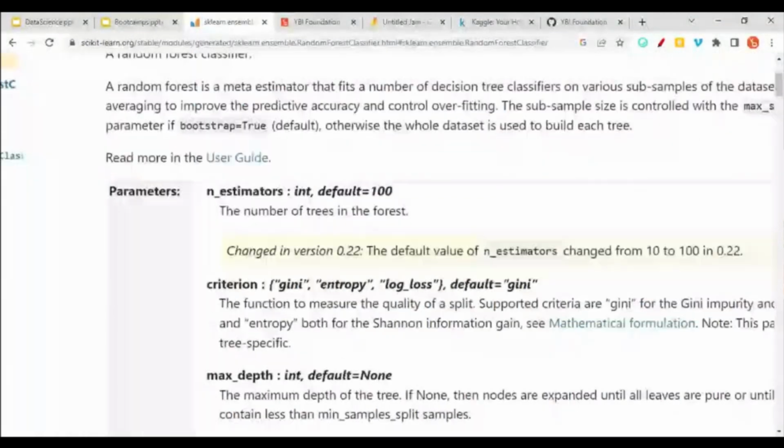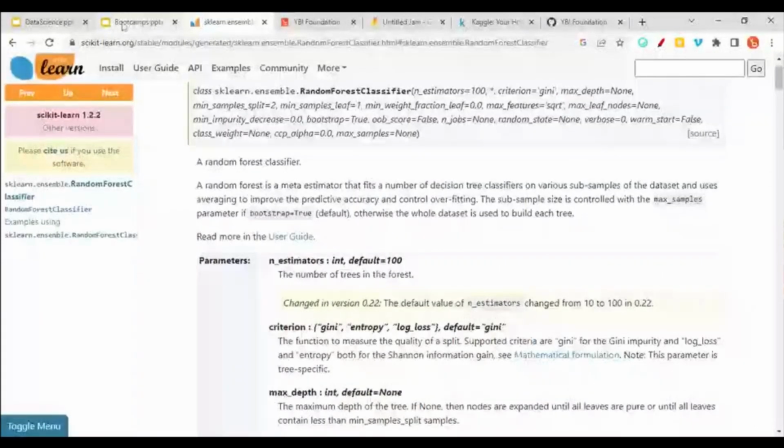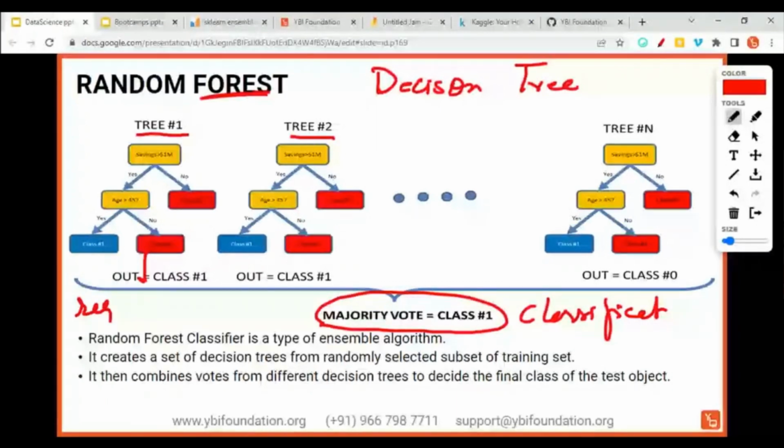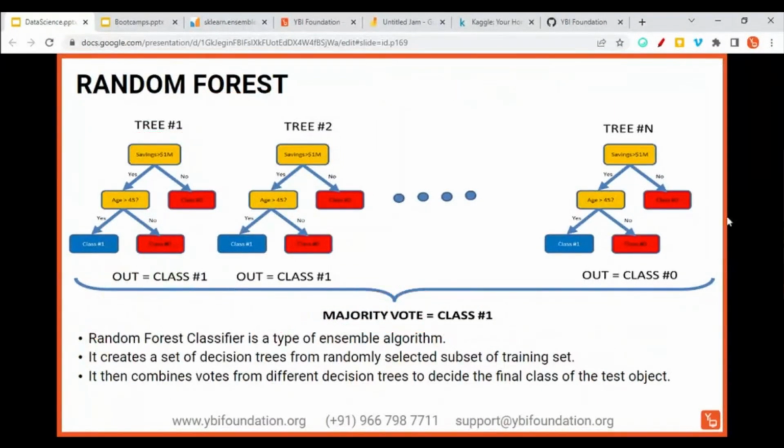So that is the random forest. Random forest is one of the ensemble techniques. So this is the ensemble technique. And then the output of each tree, in case of classification, is a majority vote. And in case of regression, it is the average. Is it clear? Because random forest can be used both for classification and regression. This technique is called an ensemble model.